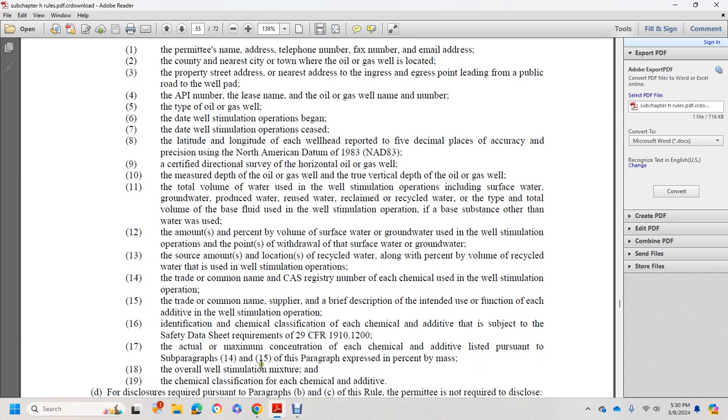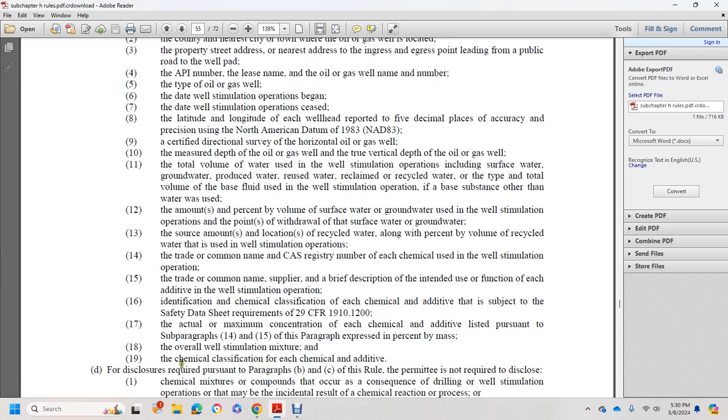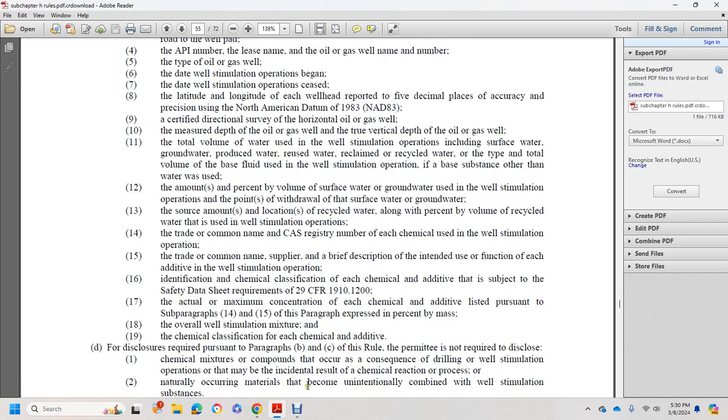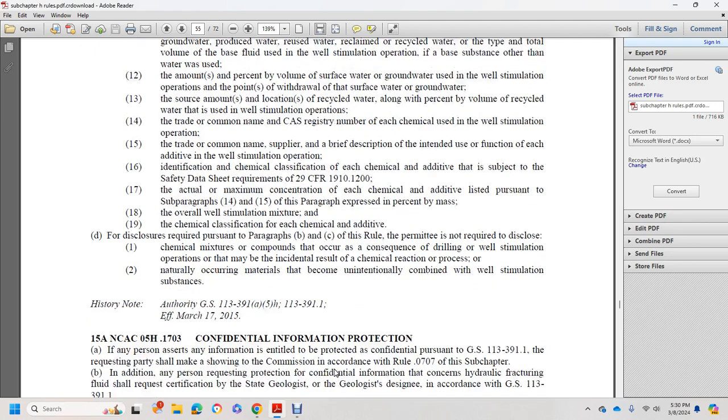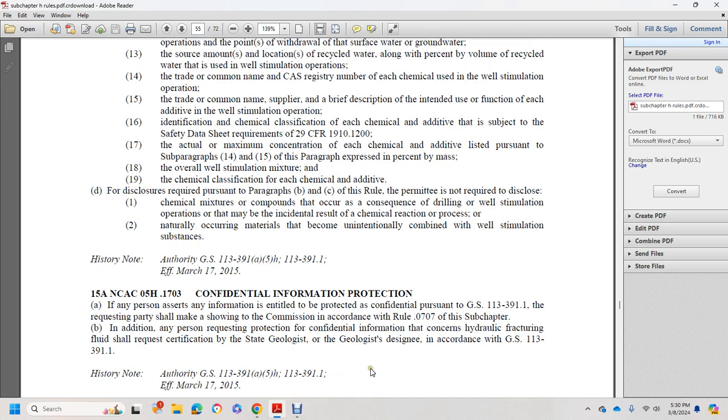The actual maximum concentration of the chemical additive listed pursuant to subparagraphs 14 and 16, expressed in percent mass of the overall well stimulation mixture, and the chemical classification of each of the chemical additives for which disclosure is required, paragraphs B through C. This rule does not cover chemical mixtures or compounds that are the consequence of the drilling or well stimulation operation, made as an incidental result of a chemical reaction or process, or naturally occurring material that becomes intentionally combined with the well stimulation substance. 1703, confidential information protection.